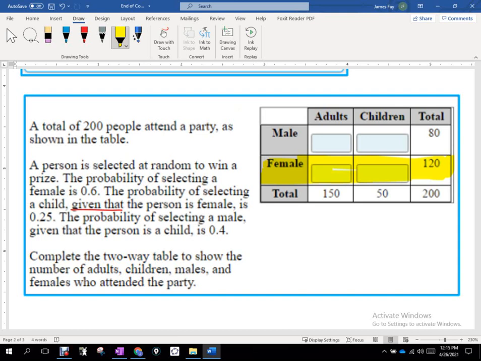It says the probability of selecting a child given the person is a female is 25%. So if I know that I've selected a female, this is saying that 25% of the females in this room are children. Does that make sense to everybody? So if I have 120 and 25% are children, how do I take that number and get the number of children? Multiply by 0.25. So if I multiply that by 0.25, what do I get? What's a quarter of 120? 30.